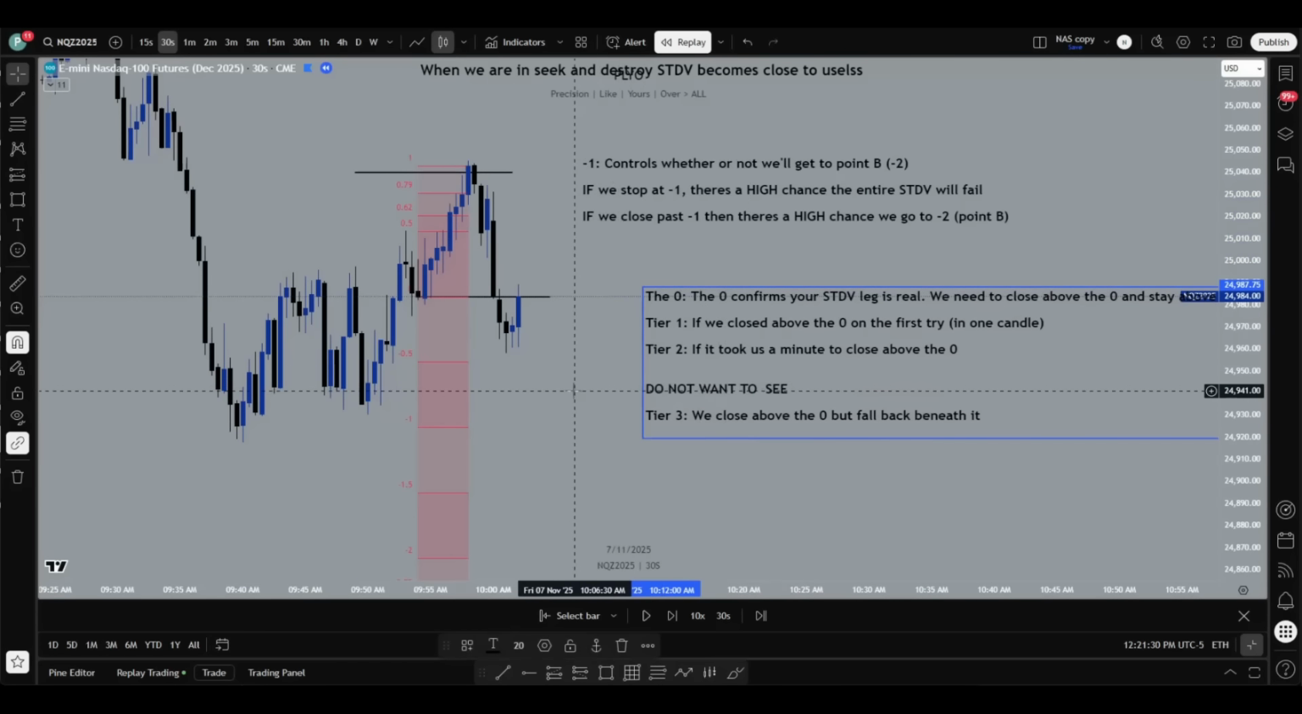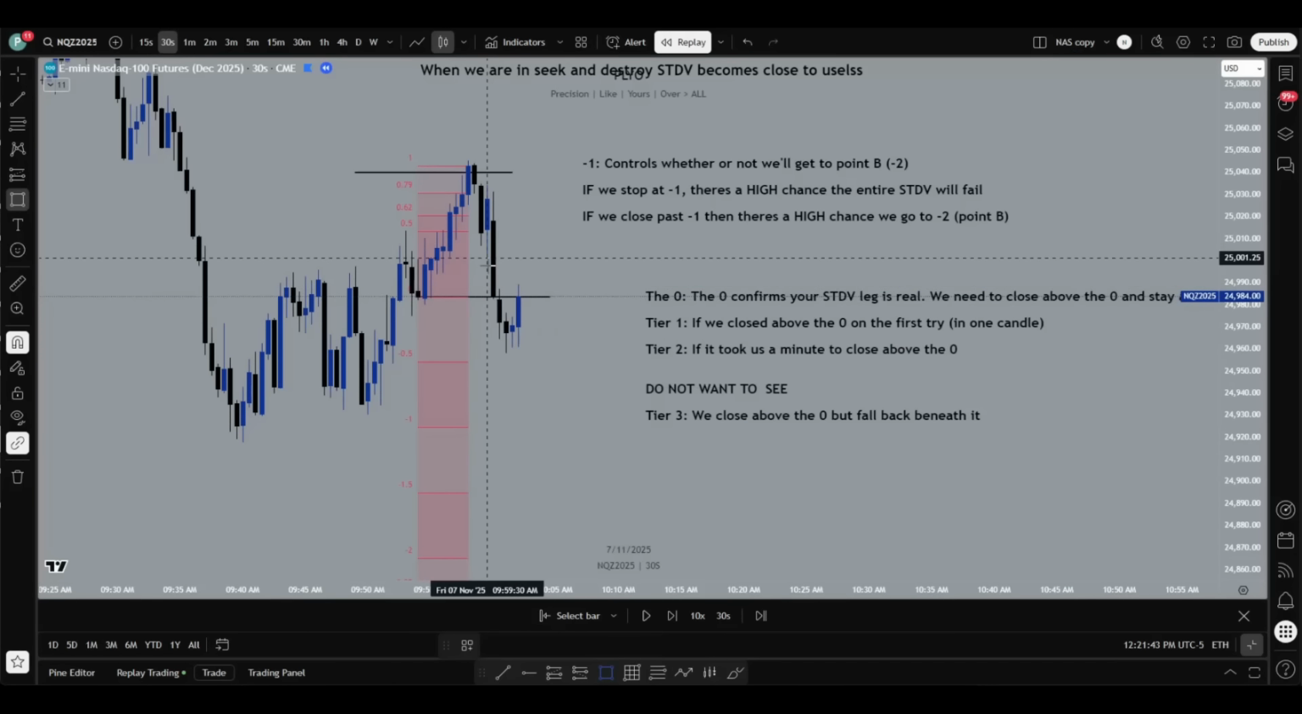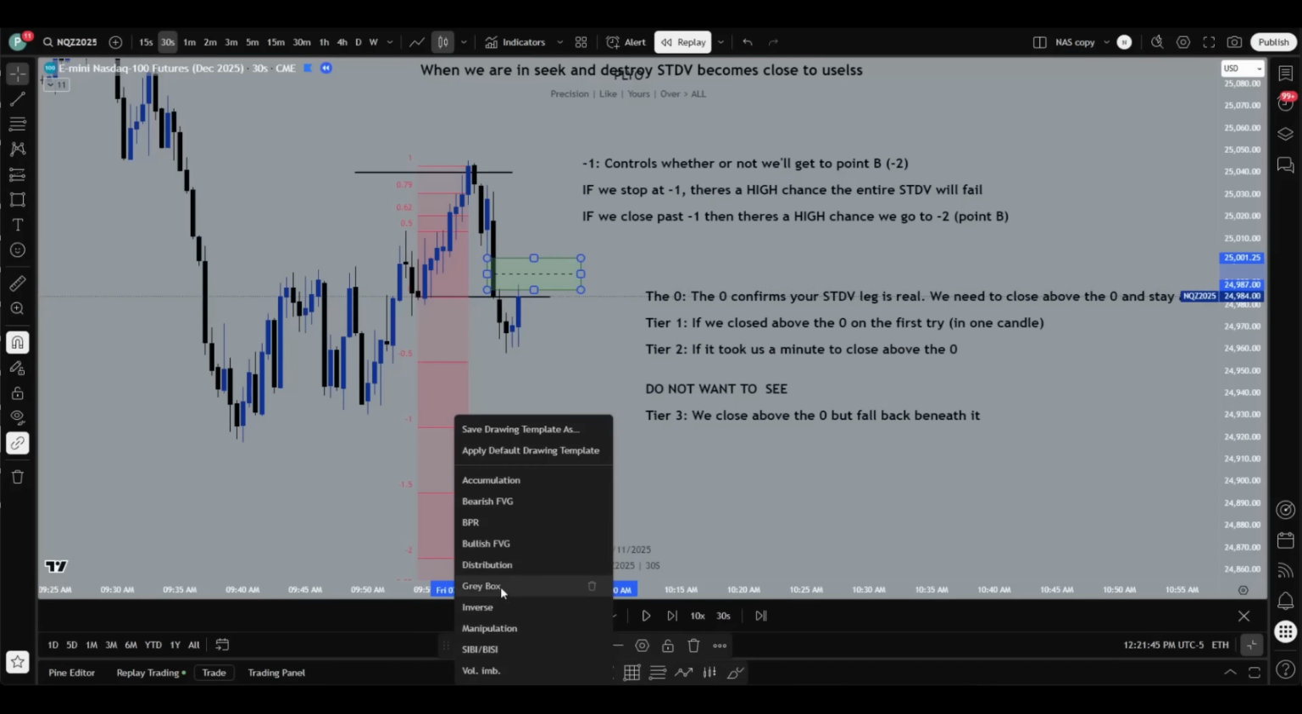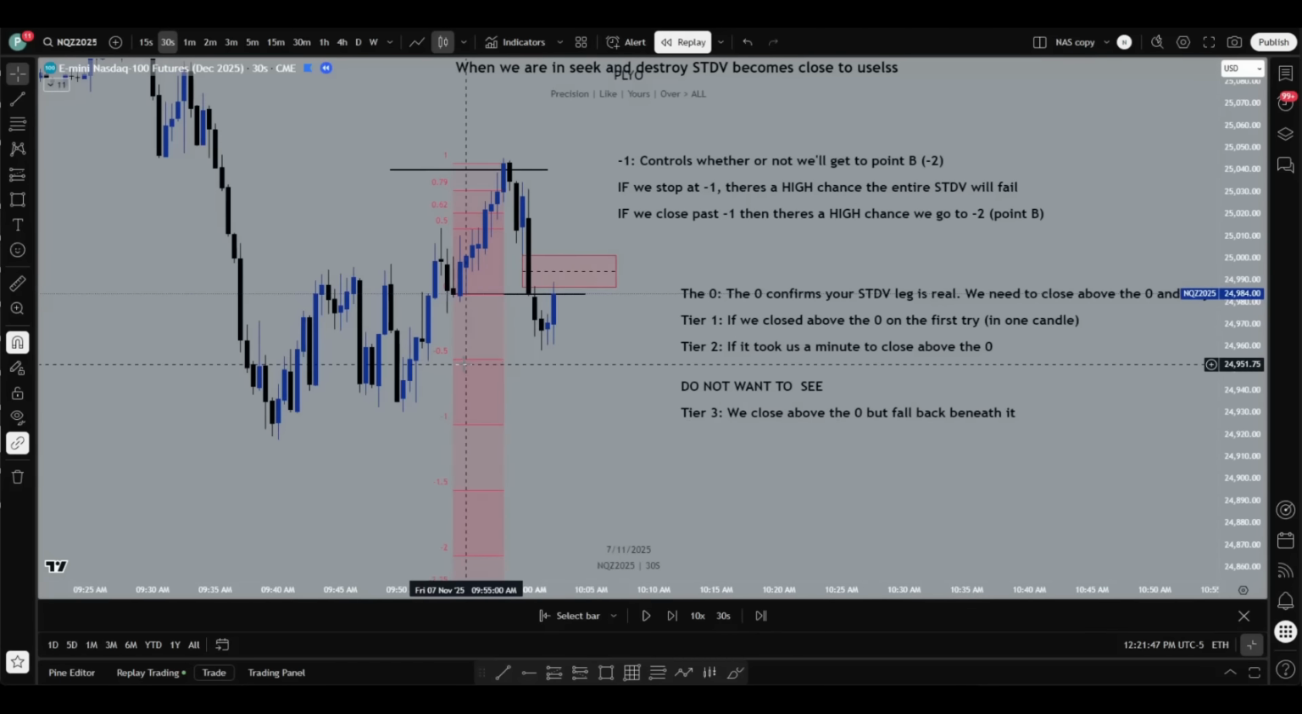Remember I said at the 0, when we'll have the 3 PD arrays, sometimes we'll get the FVG right at the 0. That's not what this is. Yes, we have the OB in the breaker here, but the FVG is not overlapping with the 0. It's simply on the 0. That's not the same thing. Okay, I want to make that very clear.